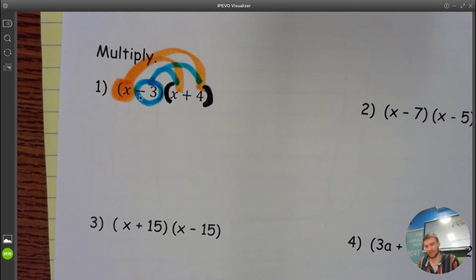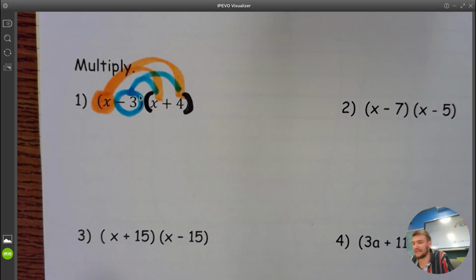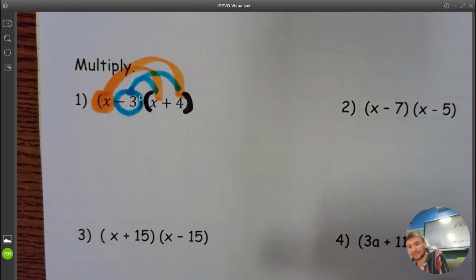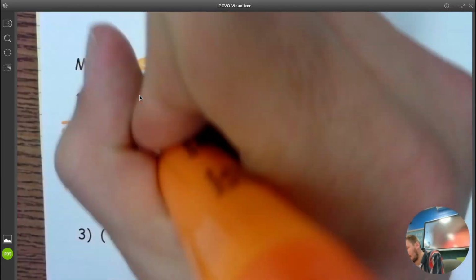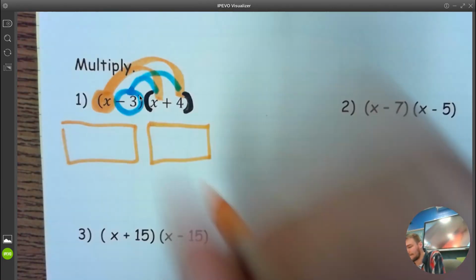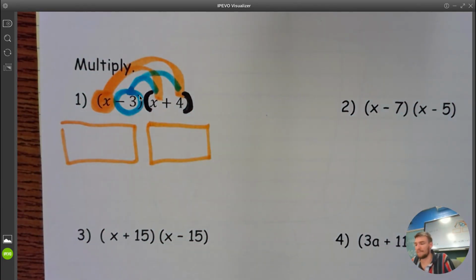Now, I told you guys before we got started, this mathematically is not very hard, but organizing is where you're going to really get good at this. When I teach foiling, here's how we're going to do it. The first 2 things we get, I'm going to put in boxes like this.